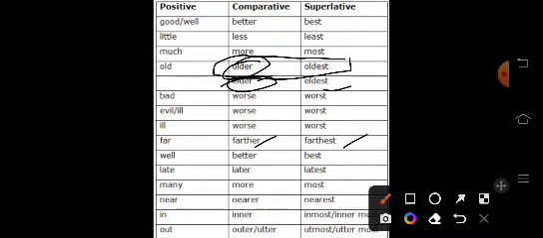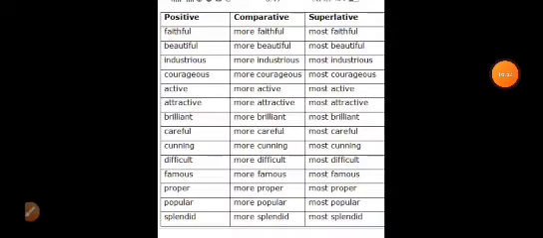There are many more degrees of comparison that are used in another form that I am sharing with you, like faithful, more faithful, most faithful; beautiful, more beautiful, most beautiful; industrious, more industrious, most industrious.